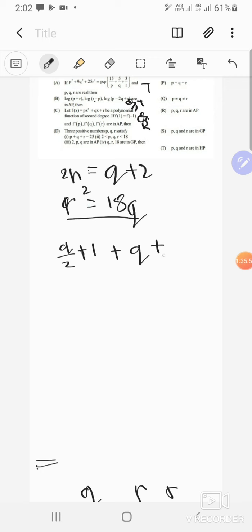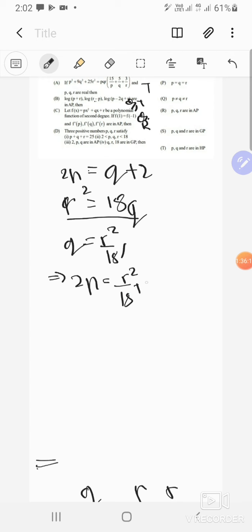Well, r is nothing but root of 18q. Let's just write everything in terms of r. That will be much easier, right? So you get q equals r squared by 18. That gives me 2p has to be r squared by 18 plus 2, so p equals r squared by 36 plus 2.